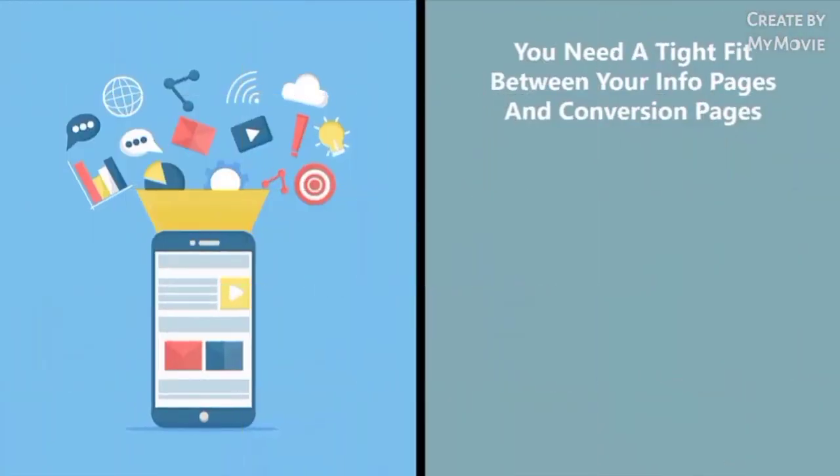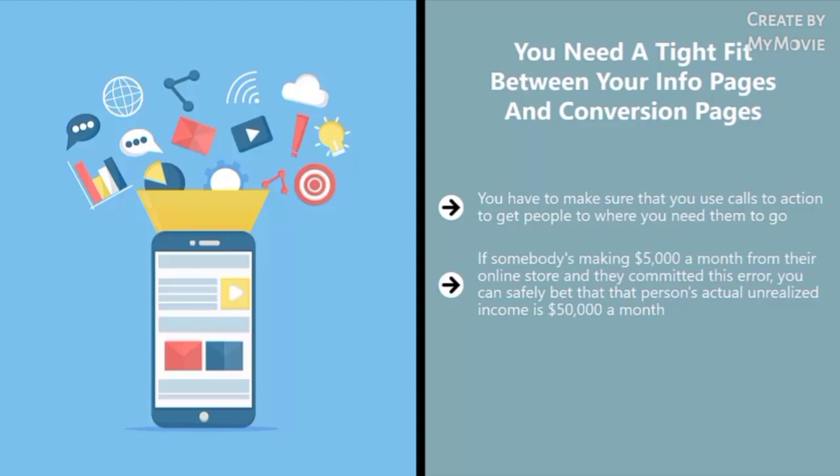You need a tight fit between your info pages and conversion pages. You have to make sure that you use calls to action to get people to where you need them to go. Unfortunately, when marketers set up K and L pages, they skip the T pages. This is an often fatal mistake. If somebody's making $5,000 a month from their online store and they committed this error, you can safely bet that person's actual unrealized income is $50,000 a month. A lot is lost in translation because they skipped a very vital part of the overall sales conversion process. These are not linked up properly.